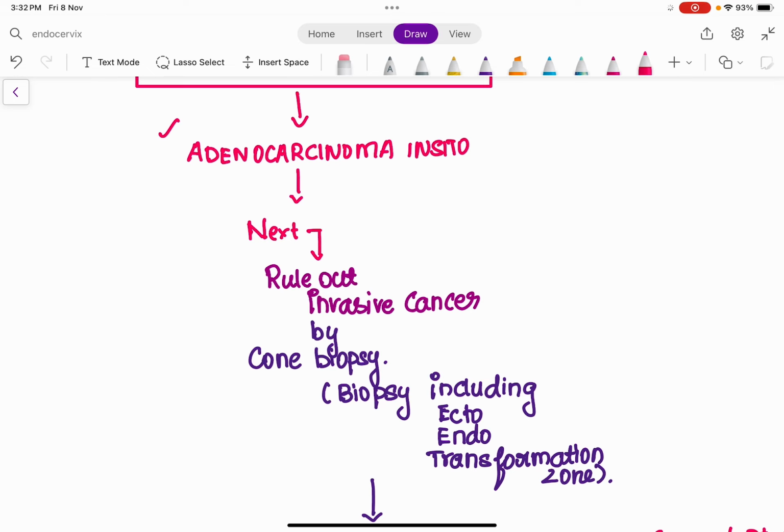So let's say for example the report comes as adenocarcinoma in situ. It is not invasive, but it is in situ. The report comes as adenocarcinoma in situ. Now what are you going to do next?